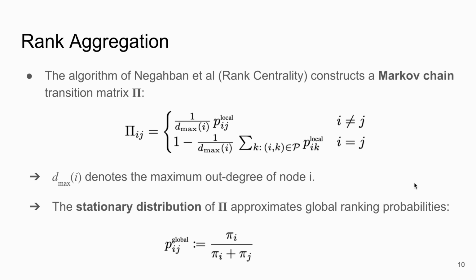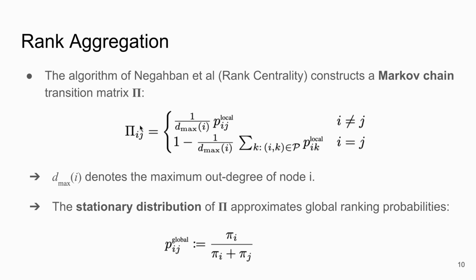The rank aggregation method suggests that forming a Markov chain transition matrix pi and computing its stationary distribution can help to provide an approximation for the global ranking probabilities. Such a transition matrix is formed as follows. The off-diagonal entries of the matrix pi are simply the normalized local empiricals. The normalization factor is the maximum out degree of node i, or image i. The diagonal entries of the transition matrix are defined such that the matrix pi becomes row stochastic.